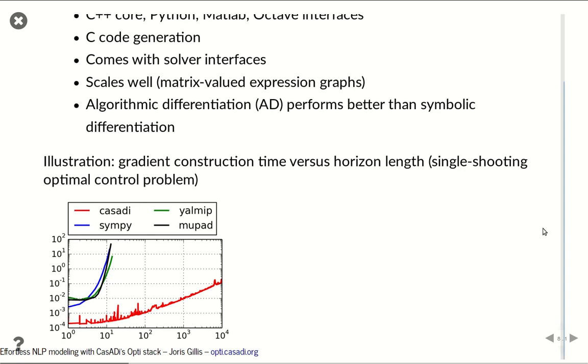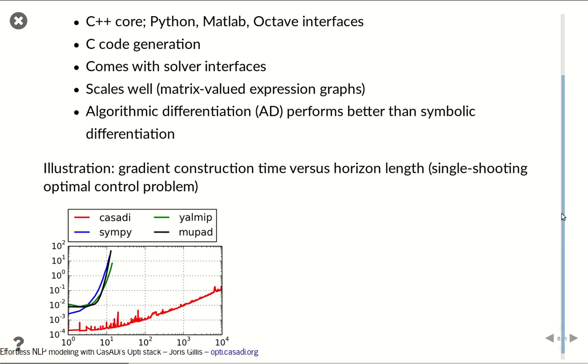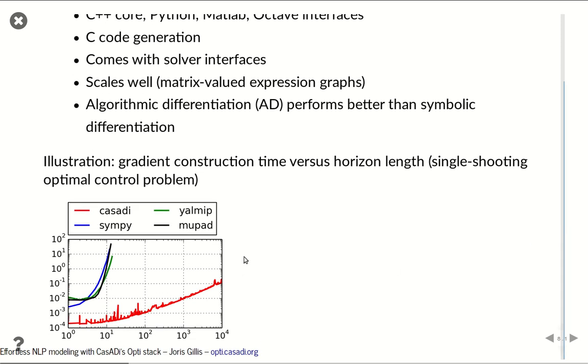For example, you could model problems like optimal control, a single shooting problem. You can model them in any kind of symbolic framework. Here I've listed a few: SymPy from the Python world, YALMIP from the MATLAB world, and then MuPAD, which is this built-in symbolic toolbox from MathWorks. And you see, if you get things right, you should scale linearly in the horizon length of your optimal control problem. If you don't know what optimal control is, don't worry at this point.